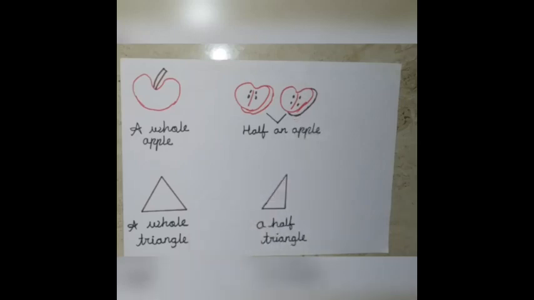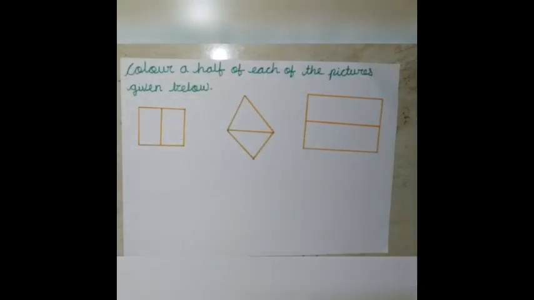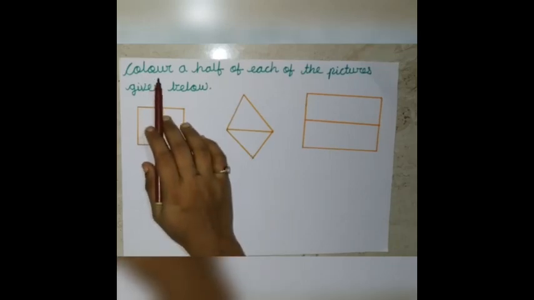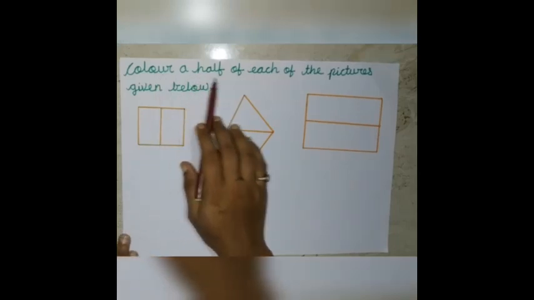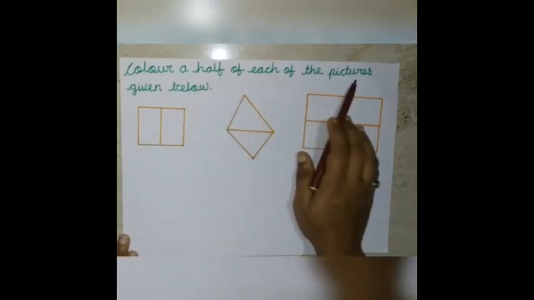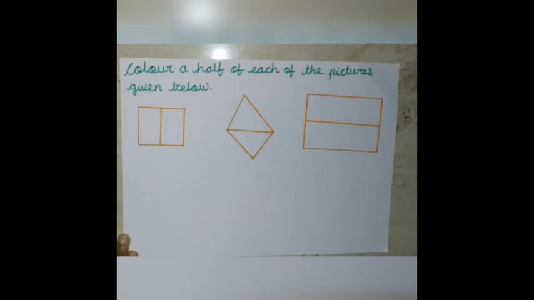Your next example is of a triangle. This is the whole triangle. And here this is half triangle. Students, now we will solve a few examples. We will read the question first. Color a half of each of the pictures given below.